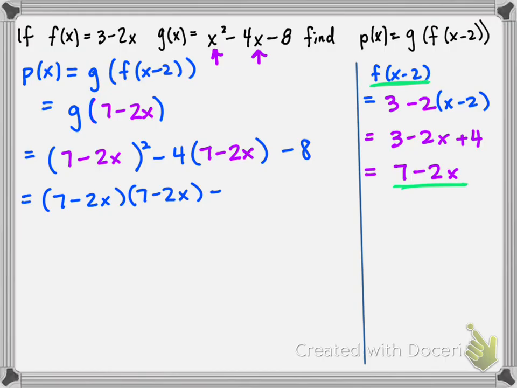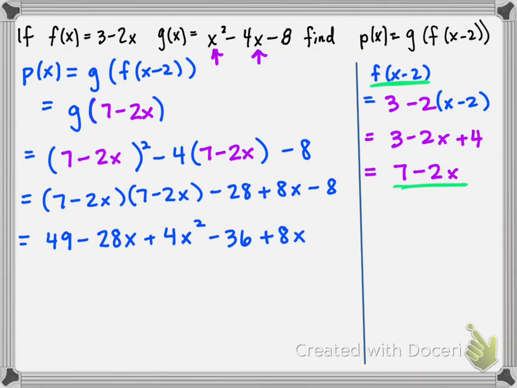Then we distribute that negative 4 and get negative 28 plus 8x minus 8. From here, we're going to double distribute this step. So we have 49 minus 14x minus another 14x makes minus 28x. Then we're adding 4x squared. And then we have minus 36 plus 8x. You can again combine like terms. You have 4x squared minus 20x plus 13. And that would be your final answer for P of x.